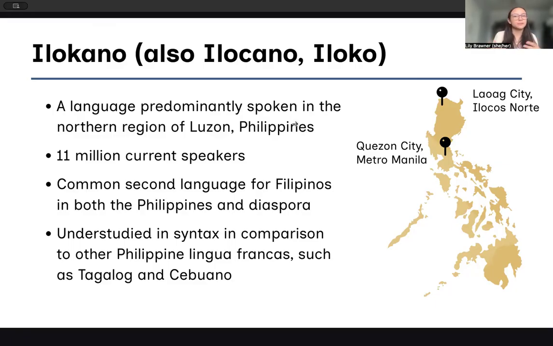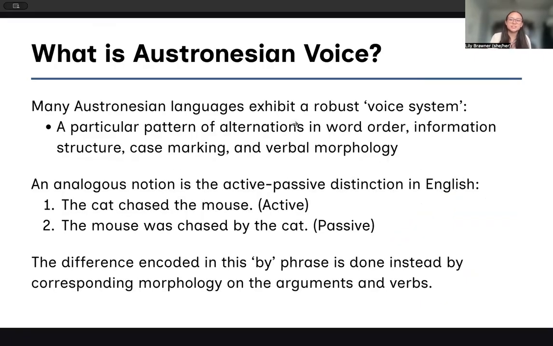Compared to other Philippine languages, like Tagalog and Cebuano, Ilocano remains relatively understudied in syntax. So this project is both descriptive and theoretical. It contributes to our understanding of Ilocano while also using it to ask broader questions about how languages structure their arguments. To understand the question, we need some background on Austronesian voice.